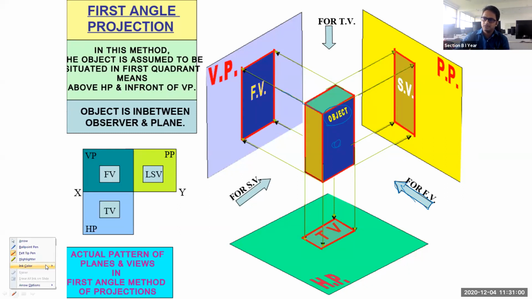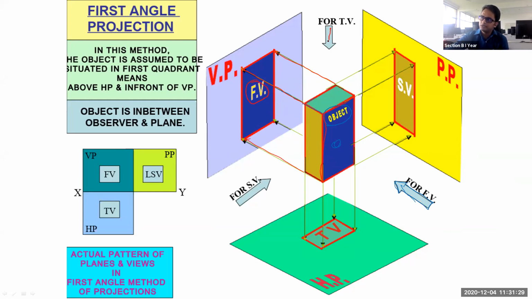Red color was good. The projectors are going from this location and falling on the plane of projection from all the four corners. So you are getting the size equal to the original size of the object in the front view here. Okay, so this is your front view.